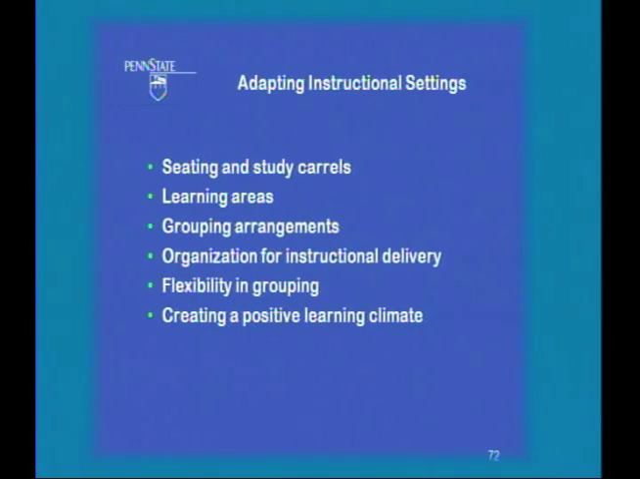Next, let's look at adapting instructional settings. Many of these adaptations are easy to do and can make a big difference in student learning. An example is to provide seating in study carrels. For the student in our video with Asperger's, this might be a great accommodation. Provide learning areas. Learning areas provide students with a way to go to an area and practice learned skills or learn skills in a more broken down fashion.